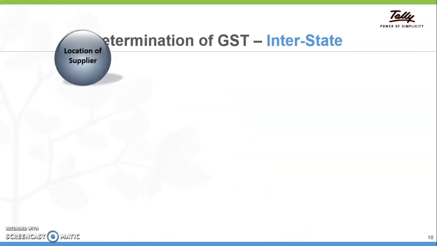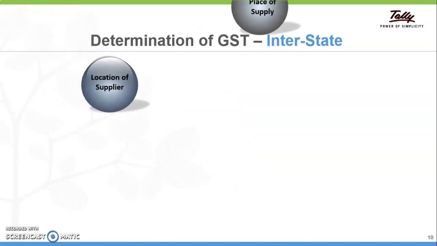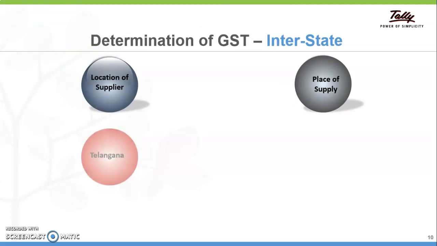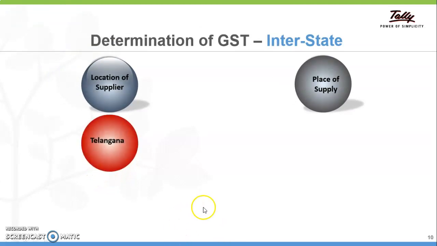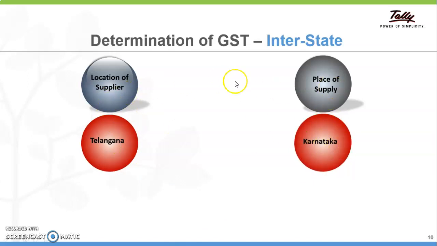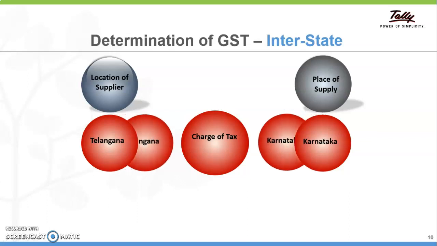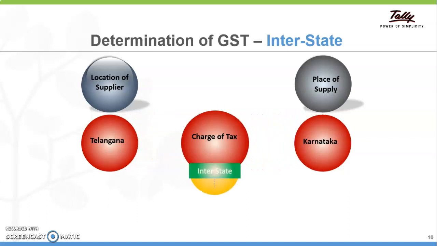The next thing is interstate. Take the location of supplier and place of supply. For example, the location of supplier is Telangana and the place of supply is Karnataka. Both are different states, so the charge of tax will be interstate, and here IGST is applicable. This is intrastate and interstate.